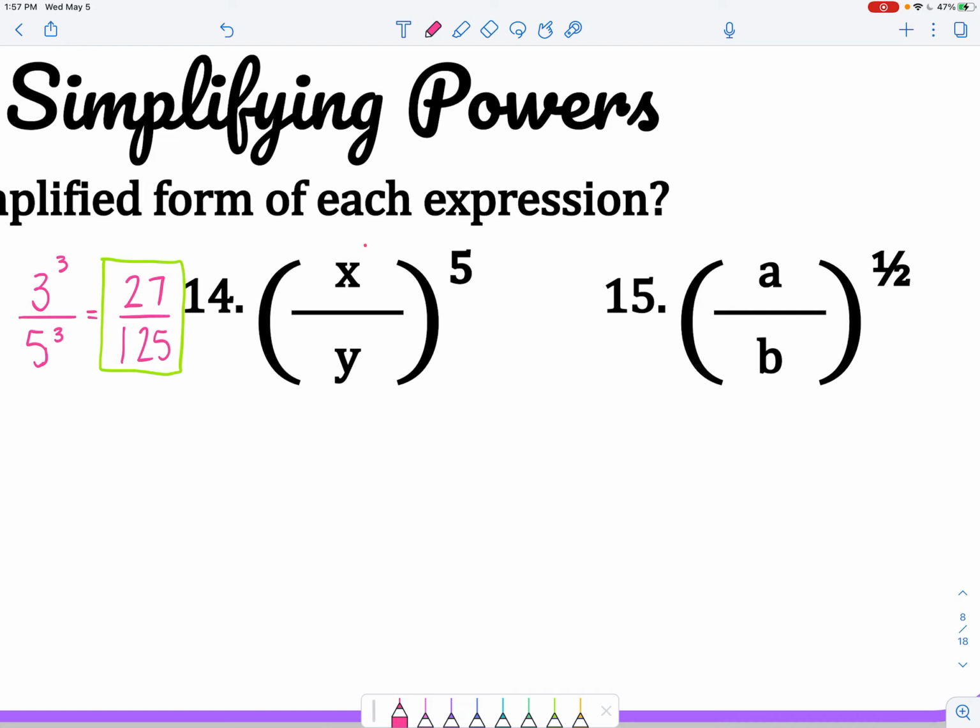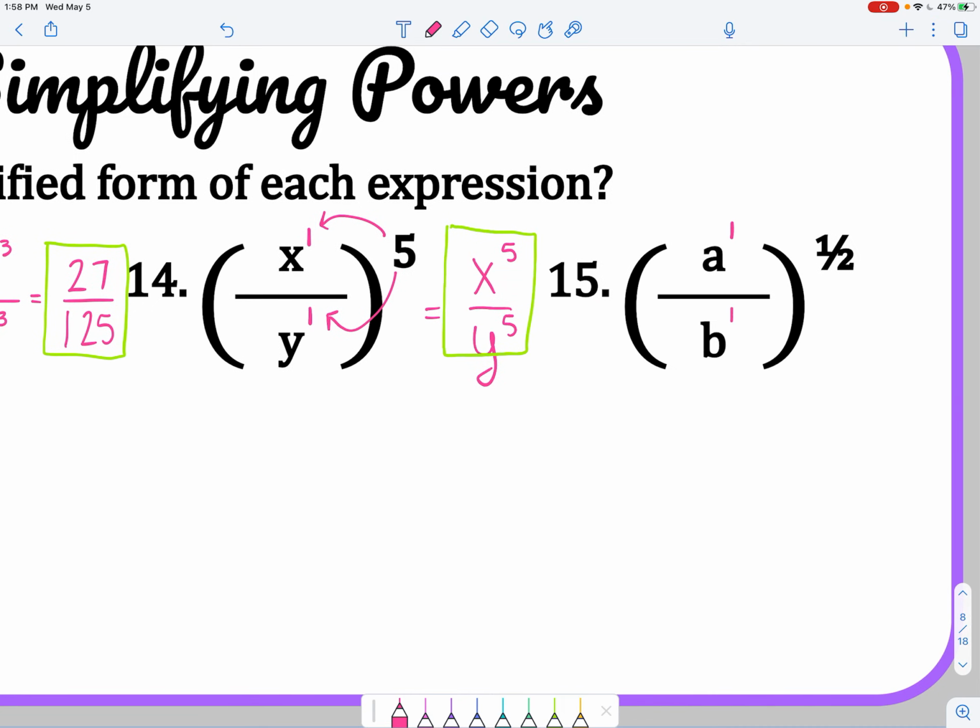For 14, both of these bases have understood exponents of ones, and I cannot subtract them because the bases are different. I have a base x over a base y. All I can do is take this outermost exponent outside the parentheses and multiply, and that's simply going to give me x to the power 5 over w to the power 5. And again, this is fully simplified. I cannot subtract those exponents. The bases are not the same, so that's done.